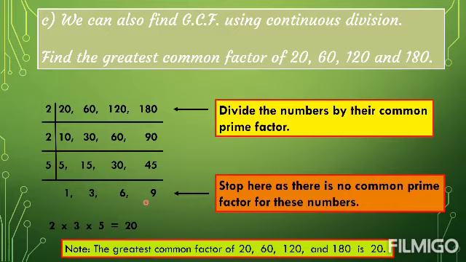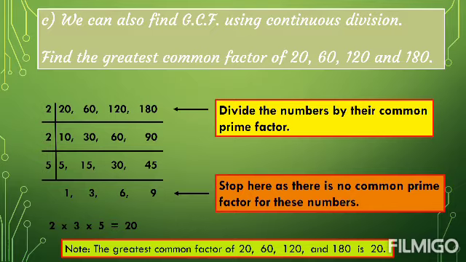So now, as you see here, we have the common factors, the 2 and 5. This one, class, is a typo error. I'm covering it with my pointer. So the common factors are 2 times 2 times 5. If we're going to multiply that, 2 times 2 equals 4, times 5 equals 20. So take note, class, the greatest common factor of 20, 60, 120, and 180 is 20.